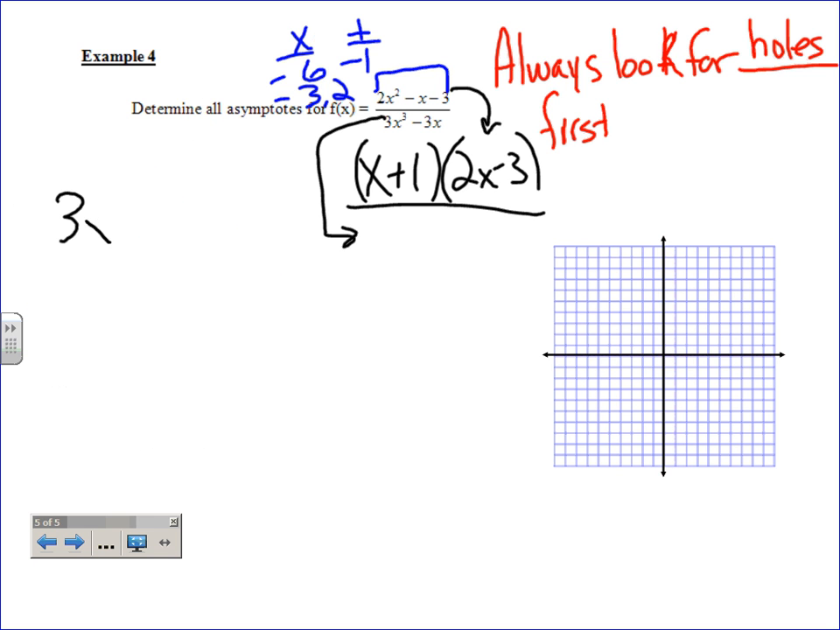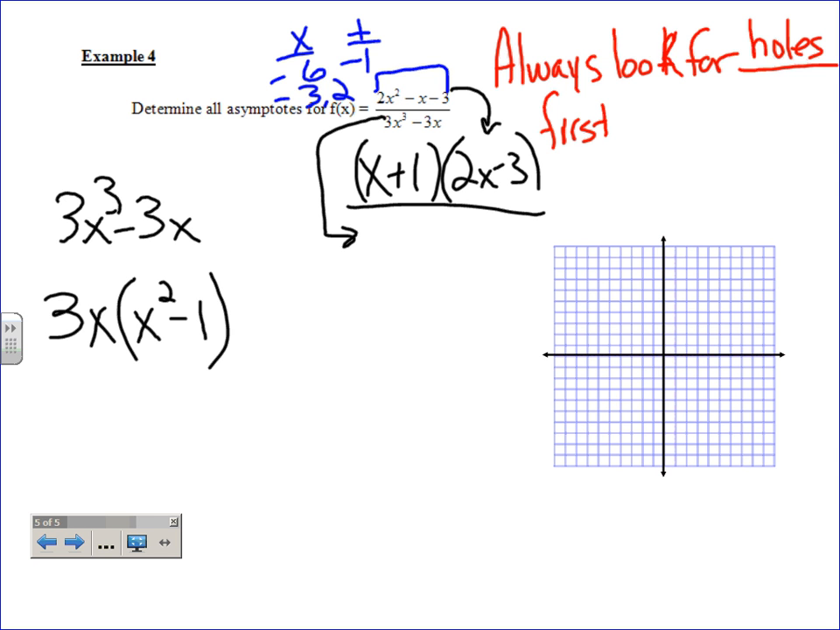So it's 3x to the third minus 3x. You told me a 3 in common. Anything else? X. So then what's left? X squared minus 1. Unfortunately, we're not done factoring.